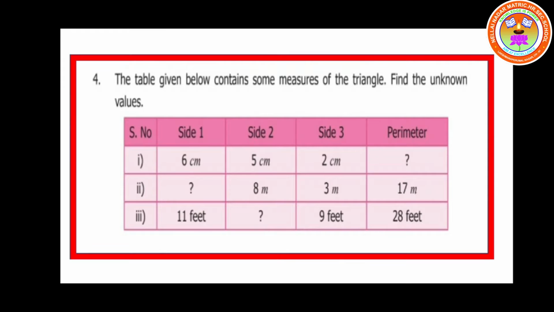The table given below contains some measures of the triangle. Find the unknown values. Subdivision 1: side 1 is 6 cm, side 2 is 5 cm, side 3 is 2 cm, and we have to find the perimeter. Subdivision 2: we have to find side 1, side 2 is 8 meter, side 3 is 3 meter, and perimeter is 17 meter. Subdivision 3: side 1 is 11 feet, we have to find side 2, side 3 is 9 feet, and perimeter is 28 feet. Now let us move on to the solution, children.